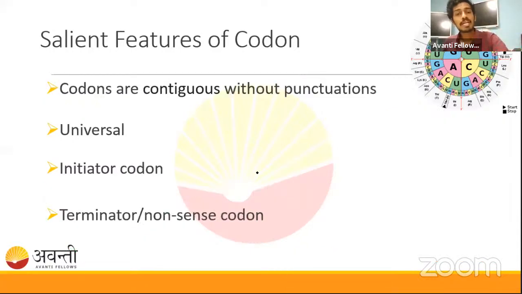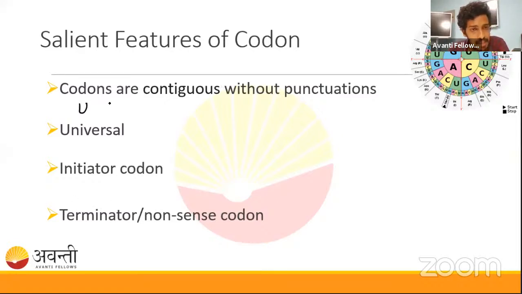So codons are contiguous, without punctuation. Remember, it's not continuous, it's contiguous. What is the meaning of contiguous? Contiguous has a similar meaning. Contiguous means without any stop. So without any stop is called contiguous. So what they will say is that the codons are touching each other.